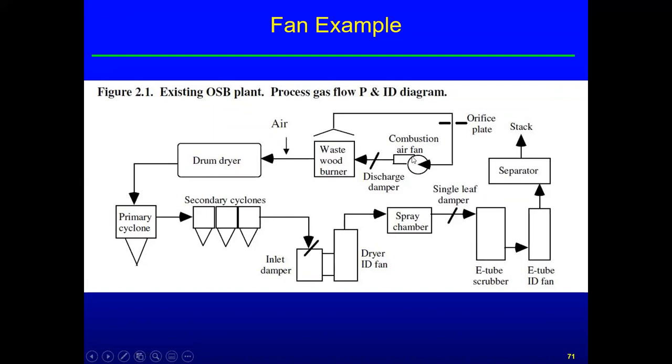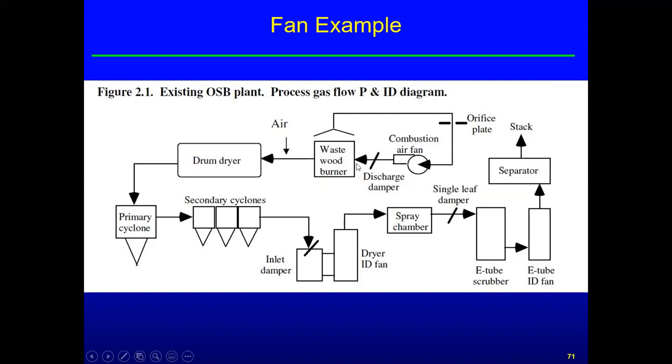There's a combustion air fan that basically is drawing warm air off of the top of this waste wood boiler or burner situation. Duct system, an orifice plate for measurement, went through a fan, and then it had a discharge damper that was heavily throttled. So that was really the condition that turned them on to this one. And this is the fan we're going to run through some numbers on in just a minute.